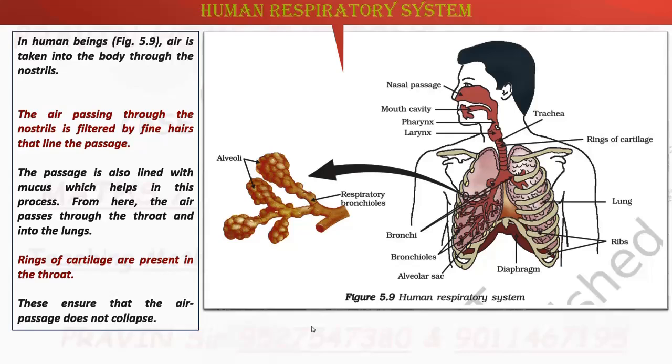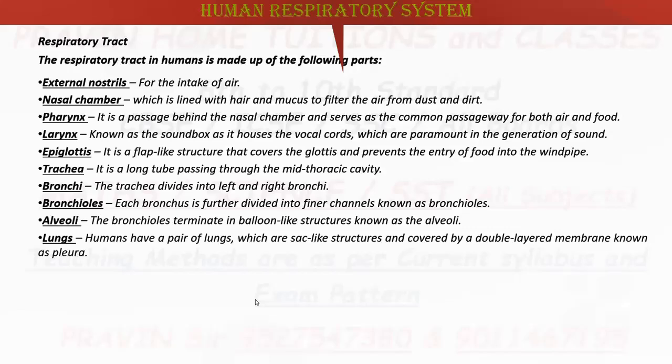Hello friends, welcome back. In this video, we will study the human respiratory system. What are the different organs in the human respiratory system? The figure is shown on screen. The respiratory tract consists of the following organs. First, external nostrils. They are used for intake of air. Second, nasal chambers.